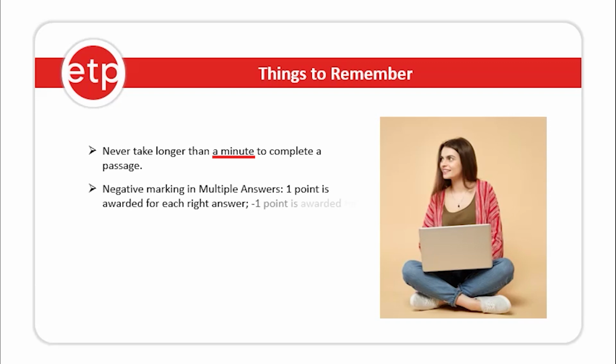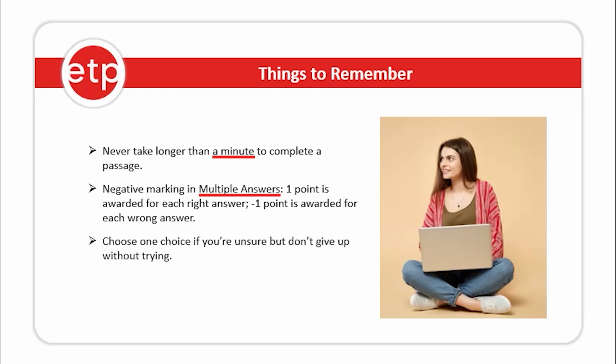In terms of negative marking, yes, it's there in multiple choice questions with multiple answers. 1 point is awarded for every right answer and -1 point is awarded for each wrong answer. So be very careful. Also, if you are not sure, choose any one option. Don't give up and just keep trying.